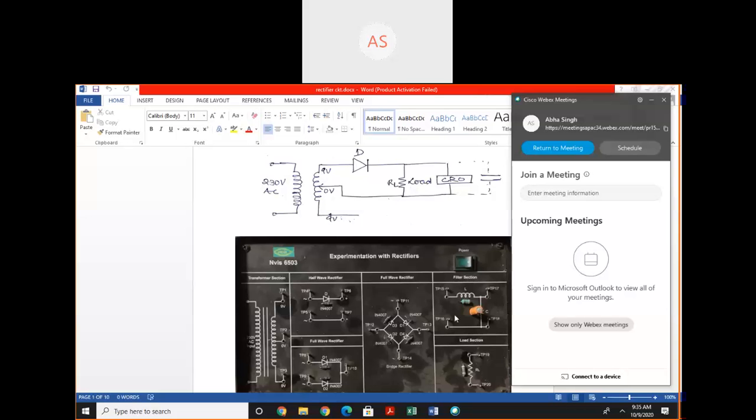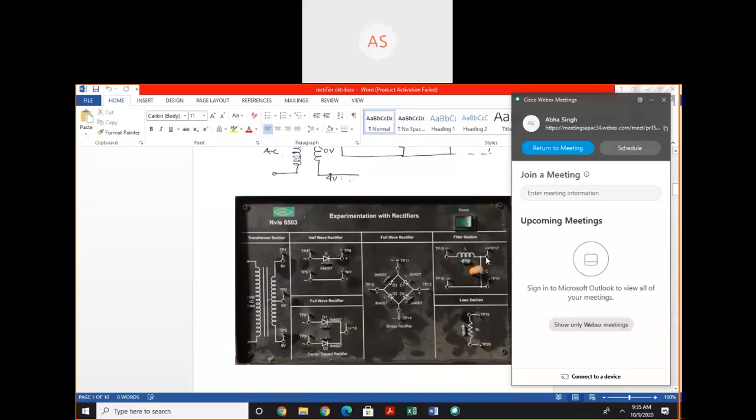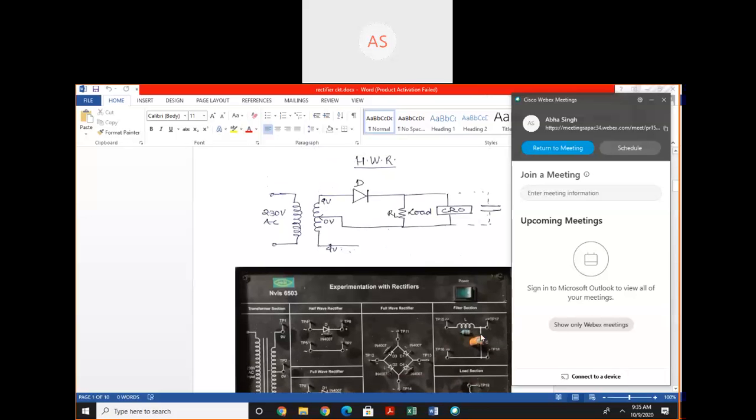This is a capacitor. If we connect this capacitor across this load resistance, in parallel with load resistance, then we get an output with filter. Wait for a minute, I will show the experiment of half wave rectifier.